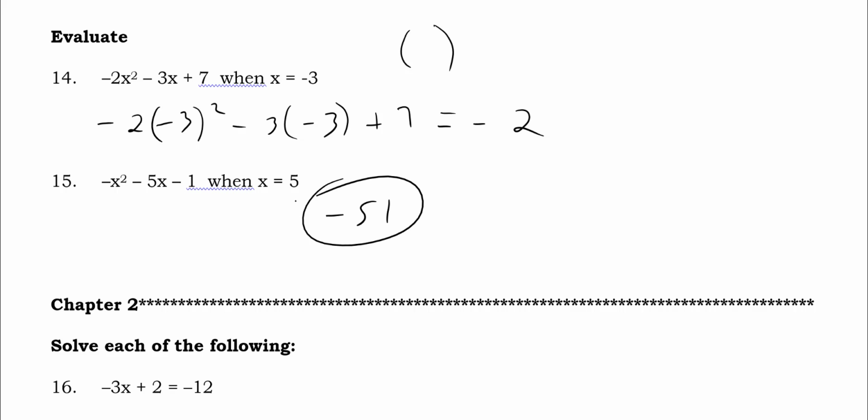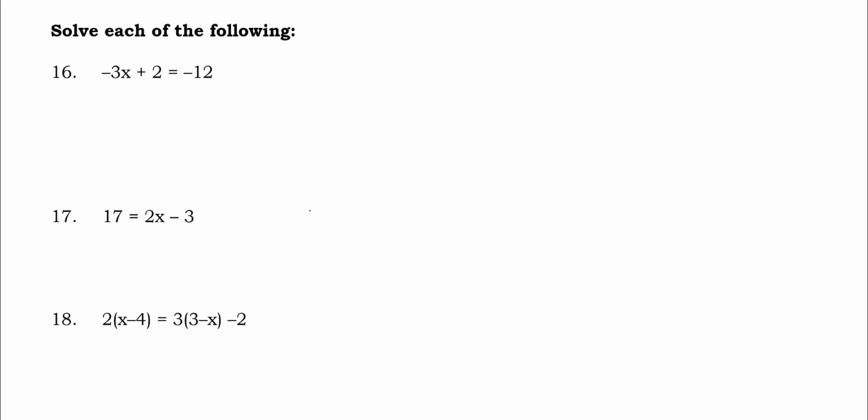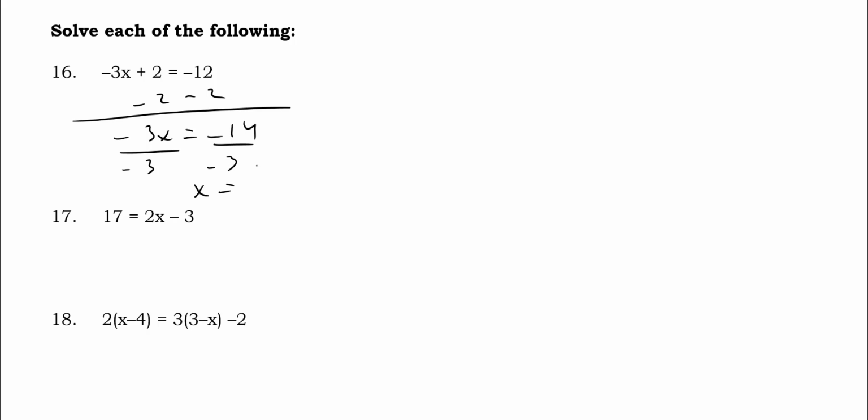All right, next one is solving. These are really basic ones to solve. You've done this many times, so I'm going to go through it quickly. Subtract 2, -3x equals -14. Divide by -3, x is positive 14 thirds.